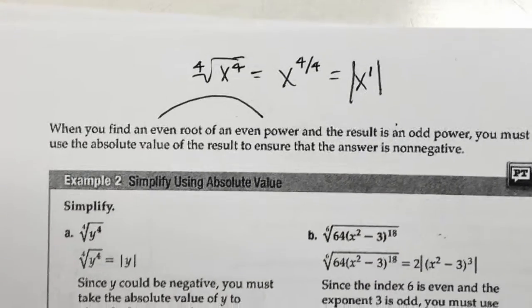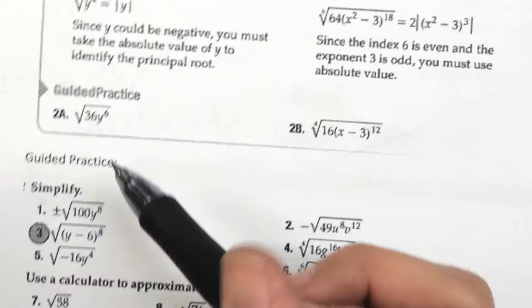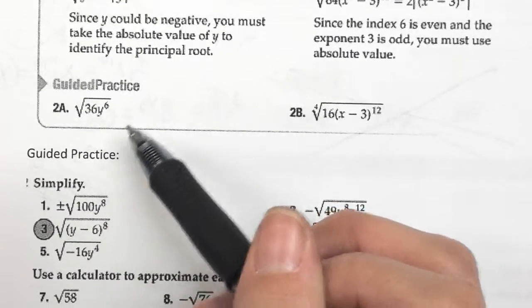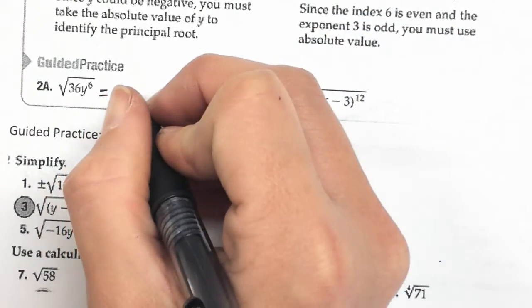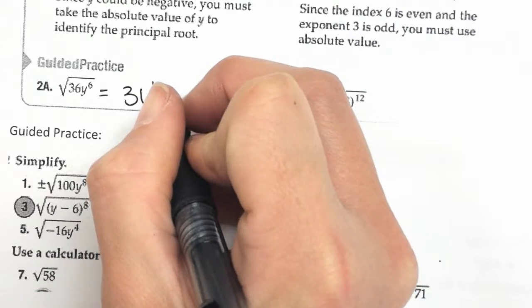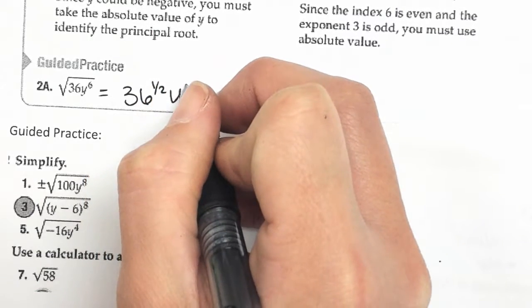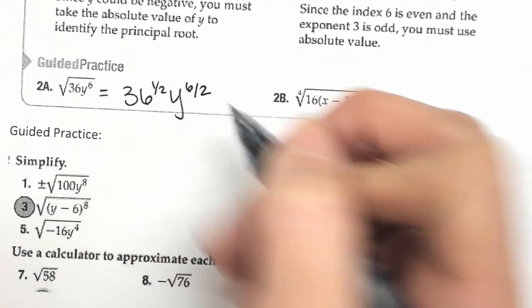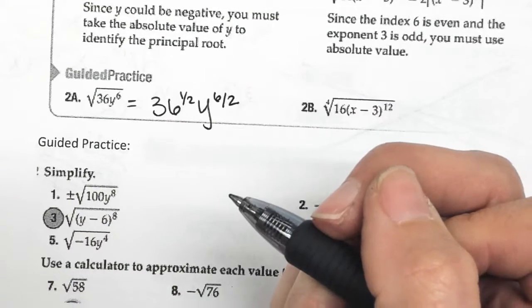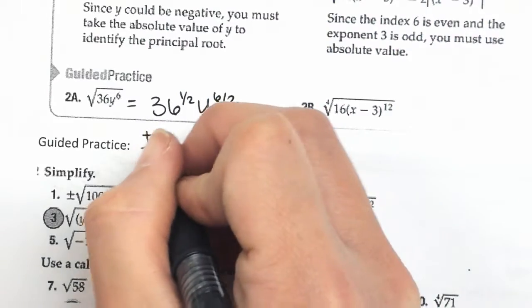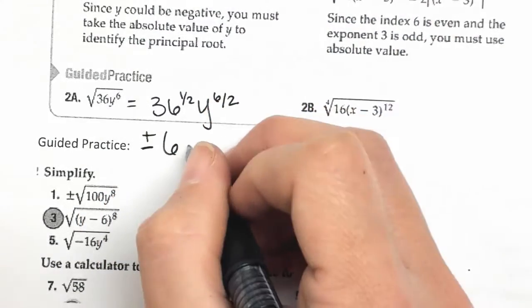Okay, so let's move to 2a right here. So nothing's changed except this little rule right here. Alright, this would be 36 raised to the what power? Good. Y raised to the? 600. Perfect. What is 36 raised to the 1/2 power? 6. Good. Plus or minus 6. Don't forget that. And y to the?